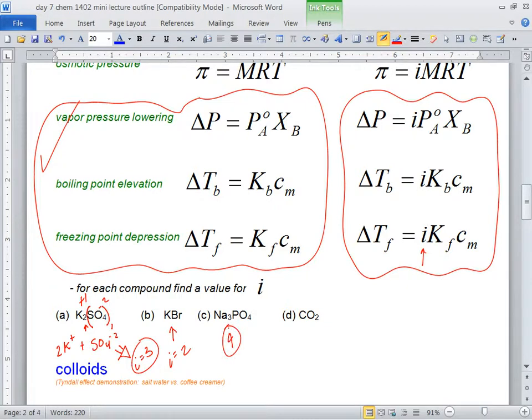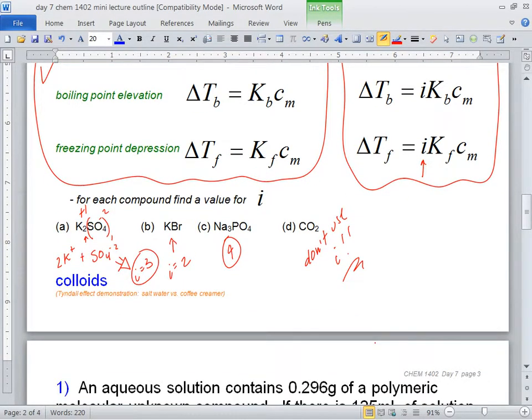D. It's not ionic, so you better not be using the i equations, right? Don't use i. i is not applied. Don't use i. All right, because it's a covalent compound, carbon dioxide. You don't see a metal.